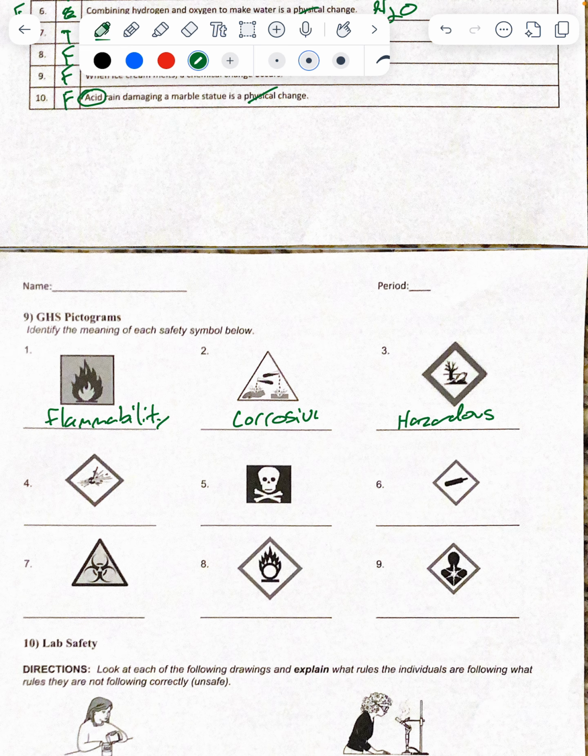Bear with me with my handwriting on here. It's not easy writing with a stylus. Okay, number 4, it looks like something's breaking apart, so that is going to be explosive. Skull and crossbones, that one's easy. Acute toxicity basically means death, so it means don't eat it.